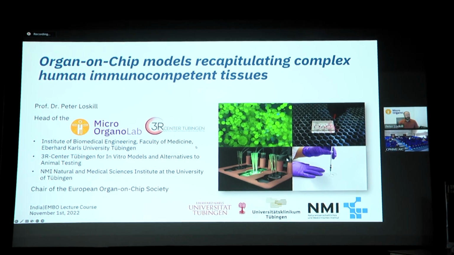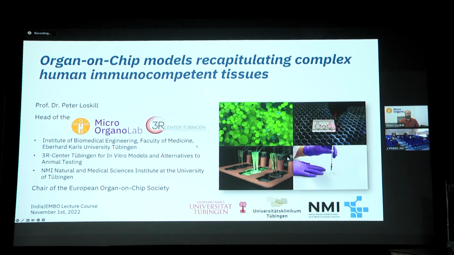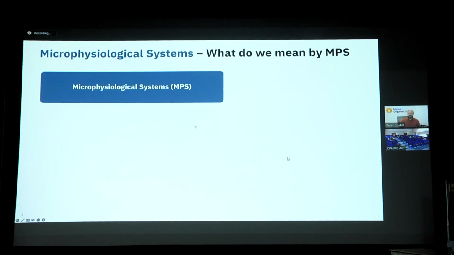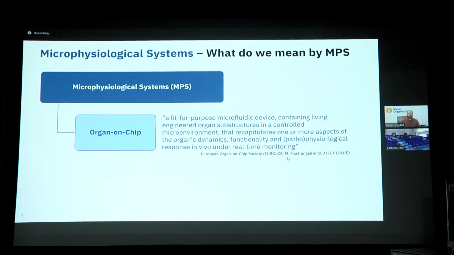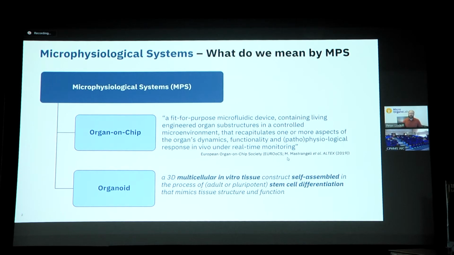I'm happy to present the research we are doing in terms of organ-on-chip models, and I'm going to give you a short overview of what we are doing in my lab. Let me start with the definitions of what I mean by organ-on-chip and microphysiological systems. In terms of microphysiological systems, we typically categorize into two categories, the organ-on-chip systems and the organoid models. Organ-on-chip systems are more the engineering approach of recapitulating an organ microenvironment and the organ's dynamics, functionality, and pathophysiological response.